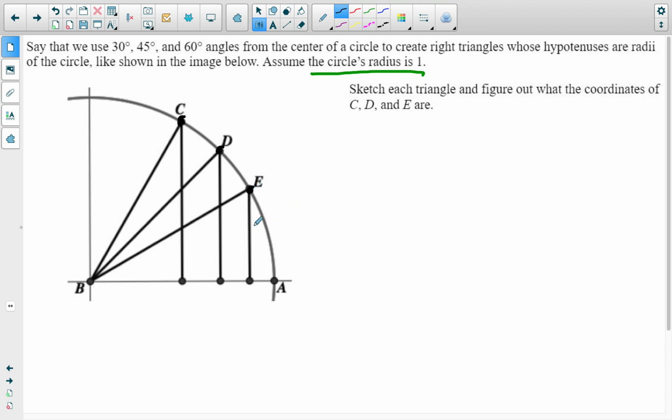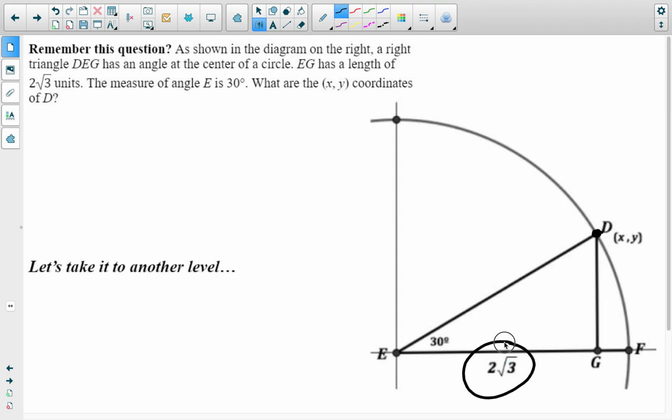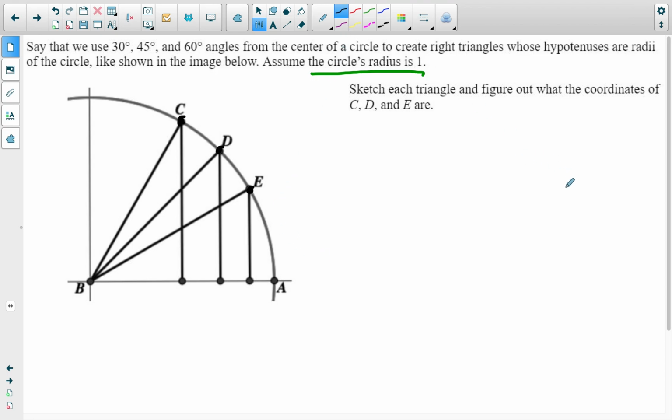Okay, so this is different from this last question because here we had a leg length. Now we have the hypotenuse length, which is 1 for each of these triangles. All right, so let's draw a rough sketch. They're going to be imperfect.